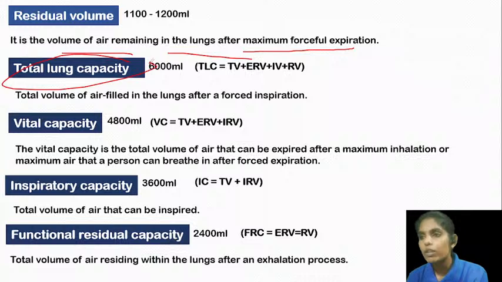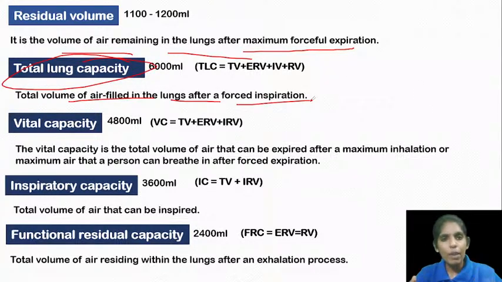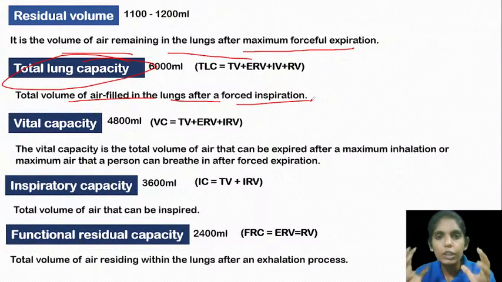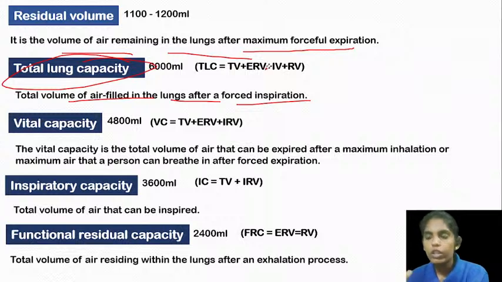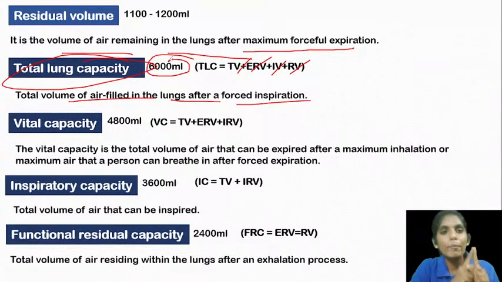Now the total lung capacity. It is the total volume of air filled in the lungs after forced inspiration. So when we use our full capacity and full energy to inspire air, the amount of air present in the lungs is known as the total lung capacity. That means how much volume the lung can accommodate. It is the total of the tidal volume, expiratory reserve volume, inspiratory reserve volume, and the residual volume, and it is about 6000 ml. So the total lung capacity is 6000 ml of air.